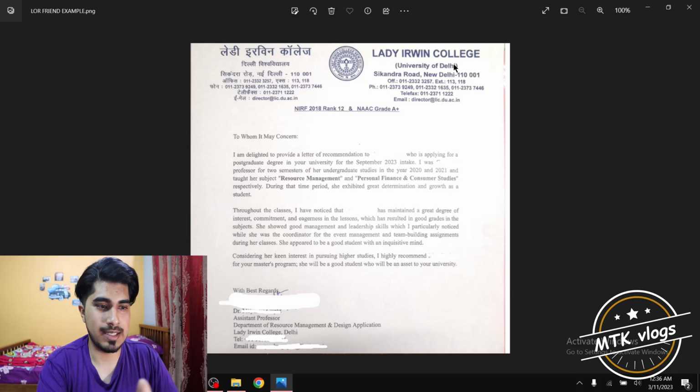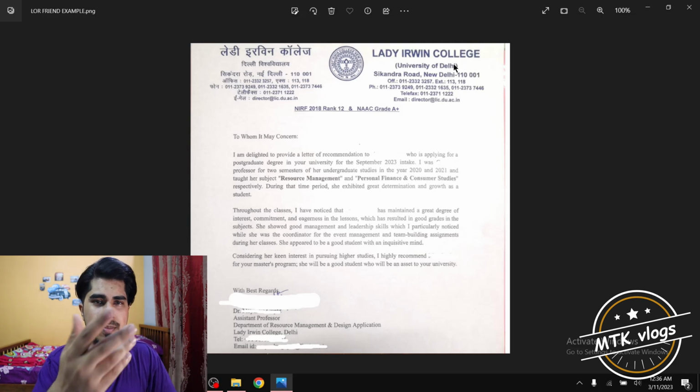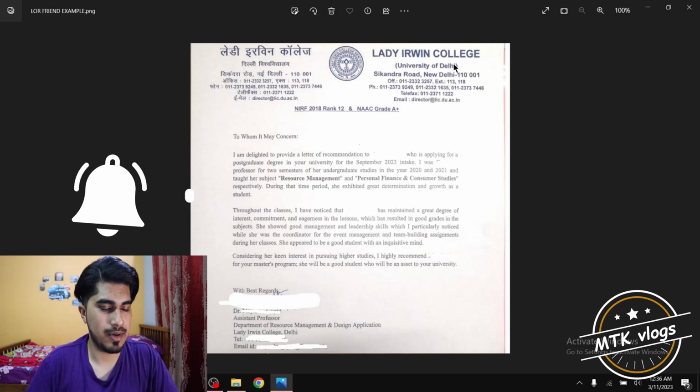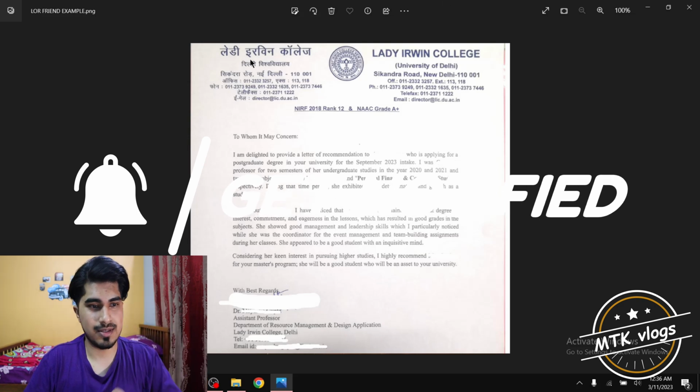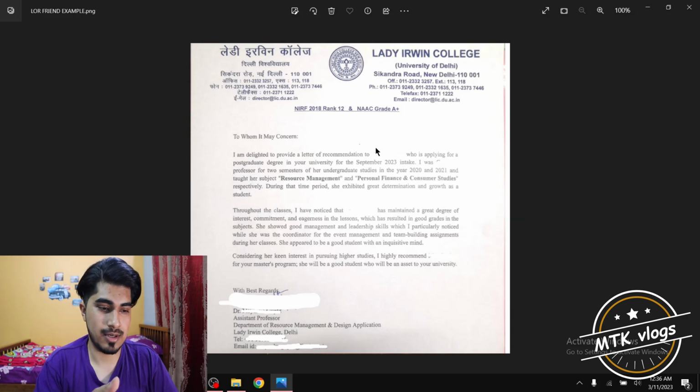Basically, you just take the Word document, the letter in Word, and get it printed on the university paper. Here you can see all the stamp and signatures on the top side, and you can see "To whom it may concern" and all the details. In my previous LOR, it was on the top left. Here it is on the bottom left. You can see "Best regards, Dr. Dash, Assistant Professor, Department of Resource and Design Application, Lady Irwin College, Delhi," telephone number and email ID.